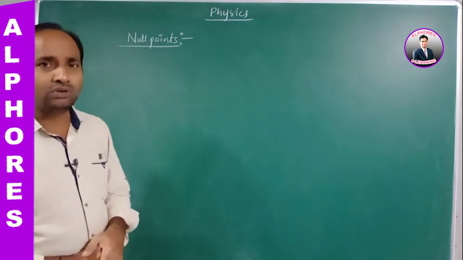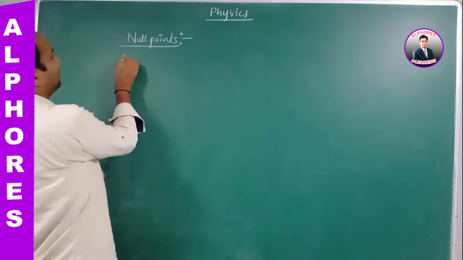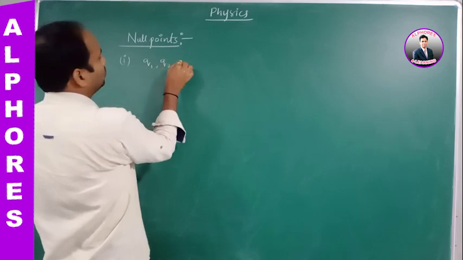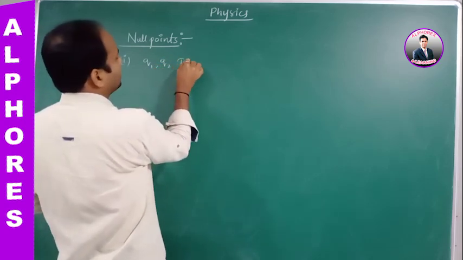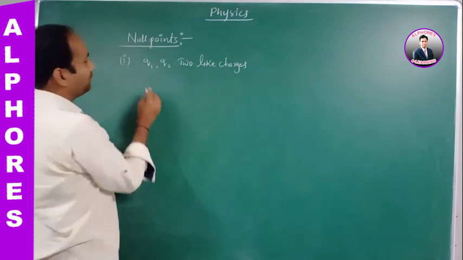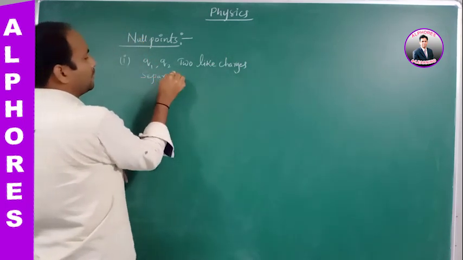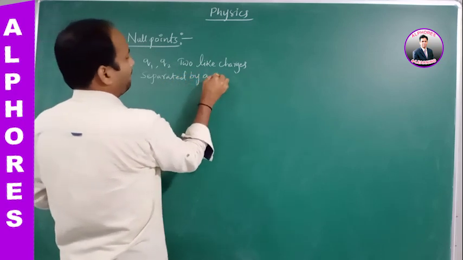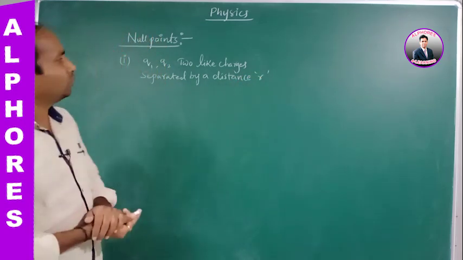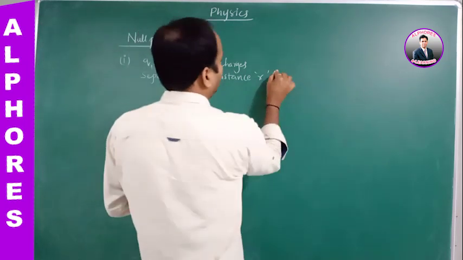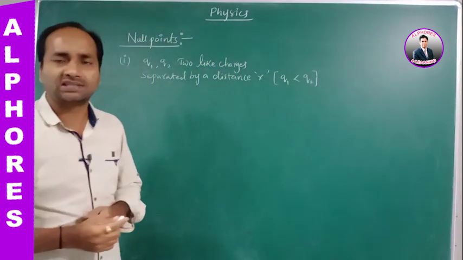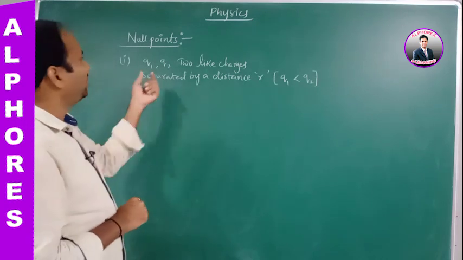For example, in the first case, case 1, we take two like charges, Q1 and Q2, separated by a distance r, and the magnitude of Q1 is less than Q2. Now find the null point in these conditions.